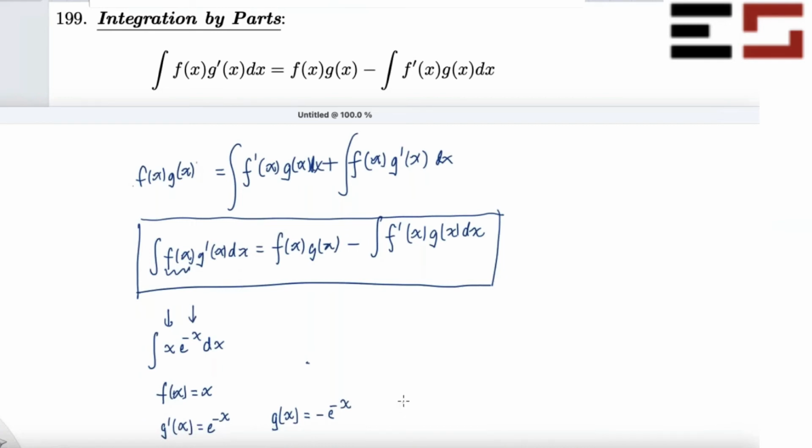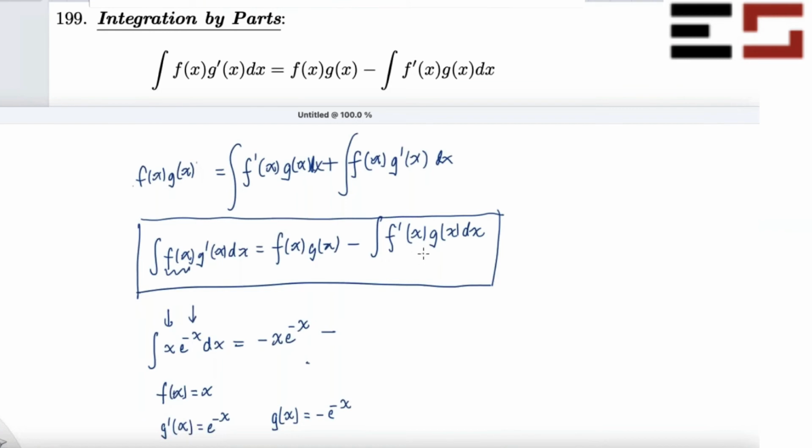Yes, so it is minus e to the power minus x. If you have trouble with this minus sign, always take the derivative and check. Now once you have g(x), I think we are done with most of it. So what is f(x) times g(x)? And what is f prime?